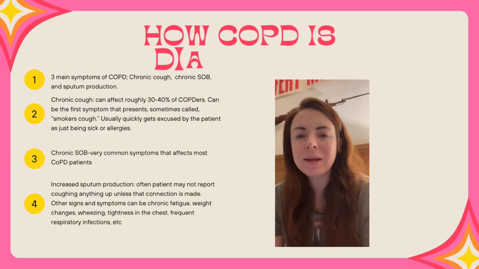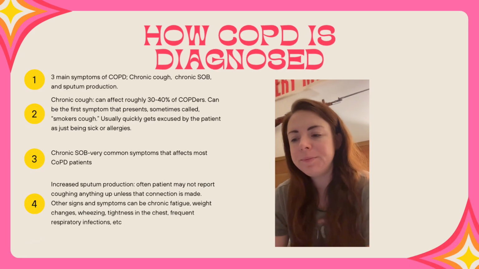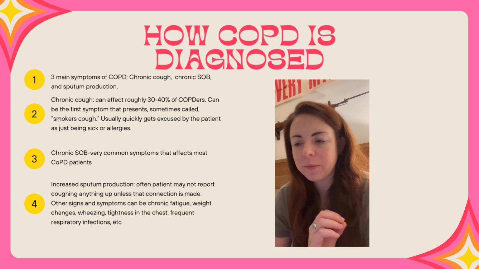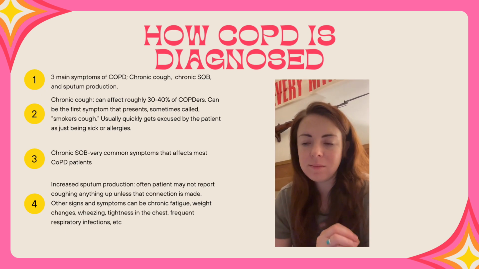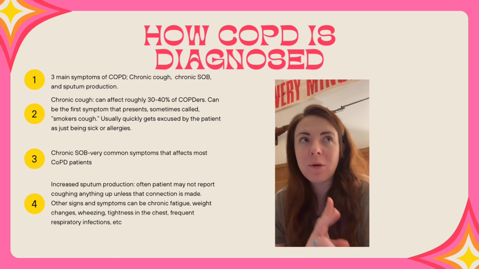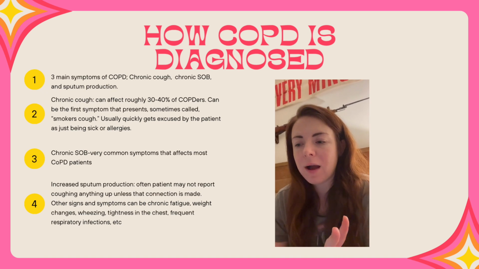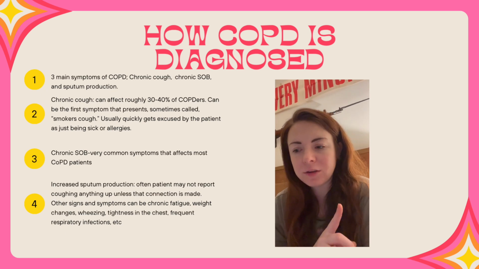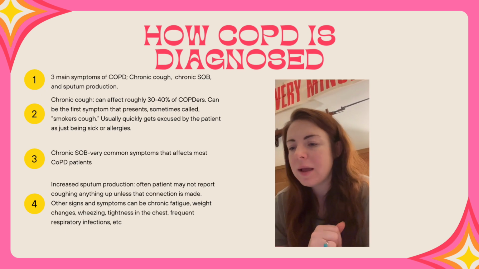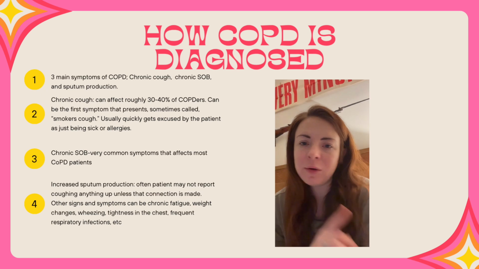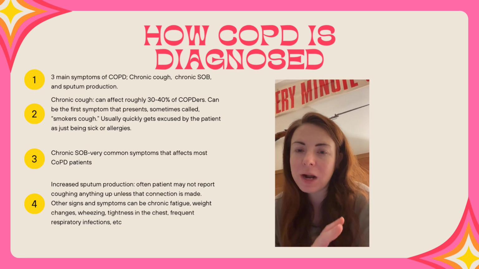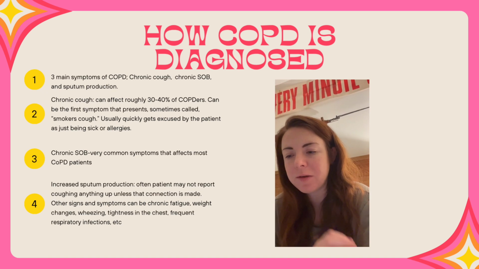So how is COPD diagnosed? Well, there are 3 main symptoms of COPD that are pretty common to see. Two of them we already mentioned quite a lot. We have chronic cough, a big factor, or smoker's cough, and then increased sputum production, but also chronic dyspnea, so chronic shortness of breath can be a big factor.